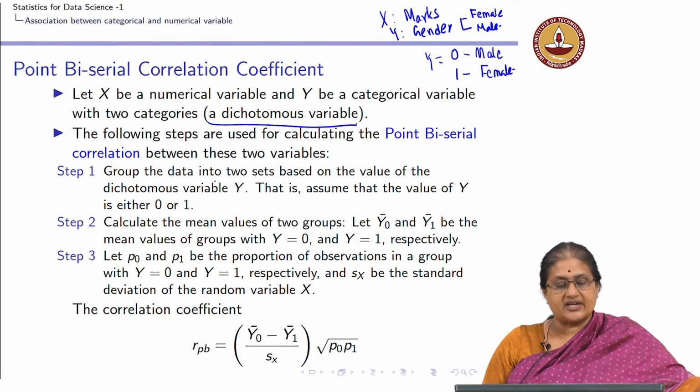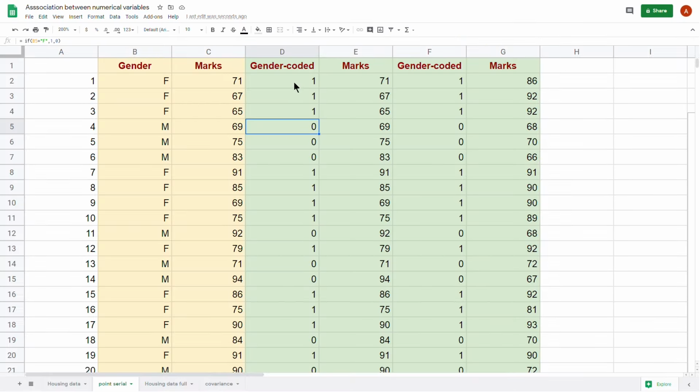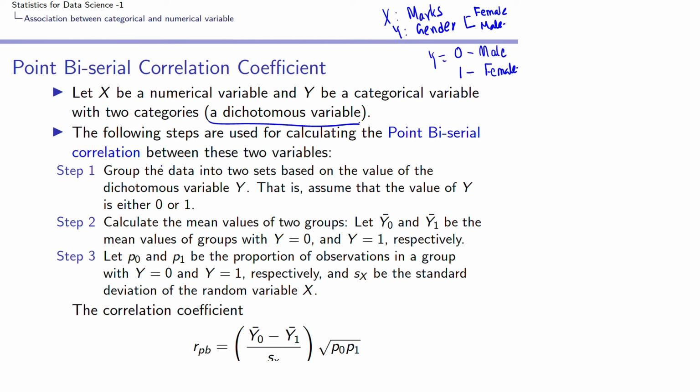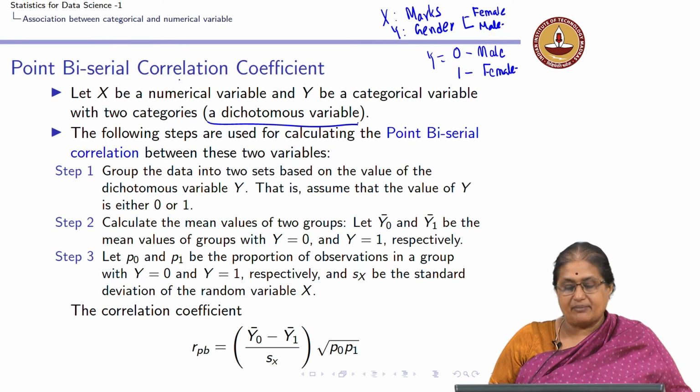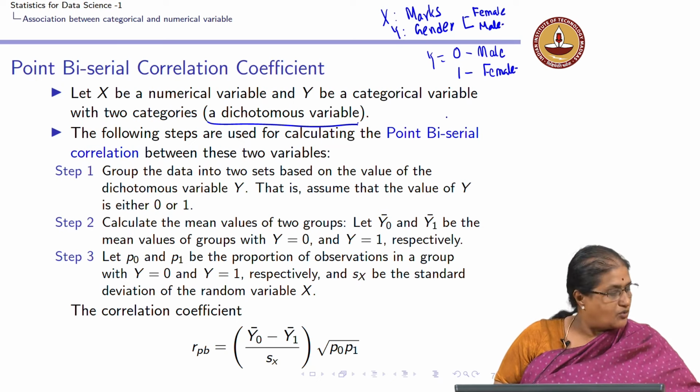Okay. So, this is the same data, 171. In these 2 sets I have two groups. What are the two groups? One is a female group and one is the male group. In the second step, you calculate the mean values of the two groups. How do I do this?